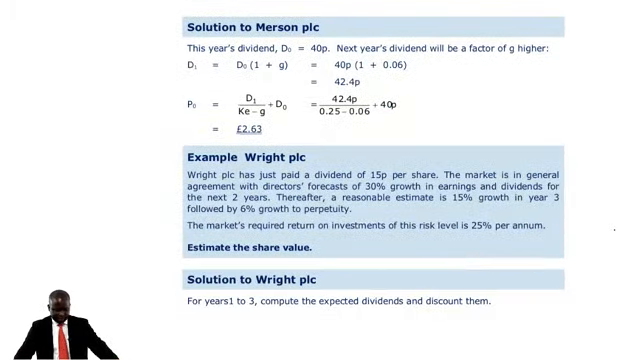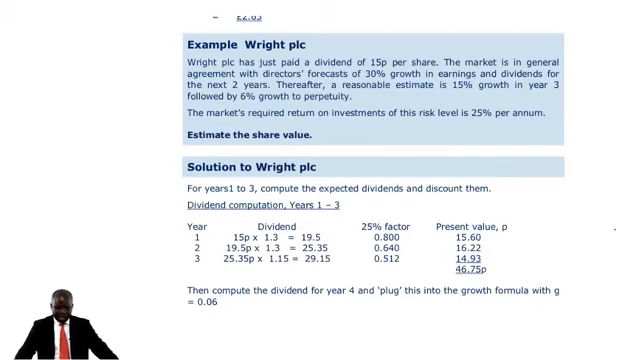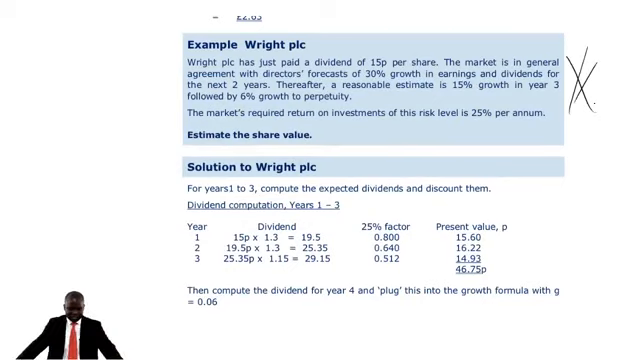Okay, because that one is basic. The one you are more likely to be seeing in the exam is the any. So let's use RIDE. That is more challenging. RIDE PLC has just paid a dividend of 15p per share.